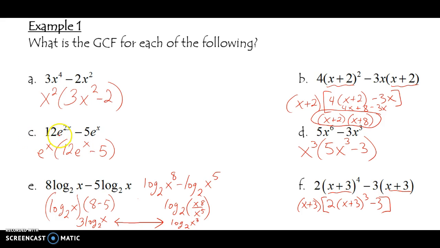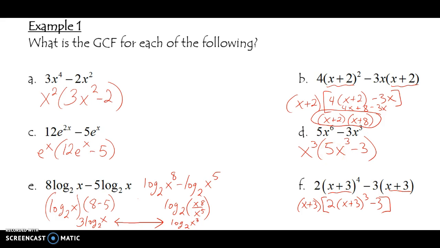Letter C, here we can factor out, notice we have this e to the x. Now, I know this one has a 2x, so we got to remember when we multiply, we add exponents, so x plus x would be 2x. Same with letter D. This x cubed times 5x cubed would give us 5x to the 6, because when we multiply, we add those exponents.